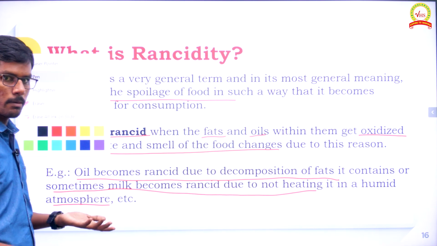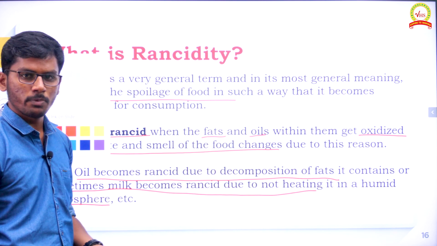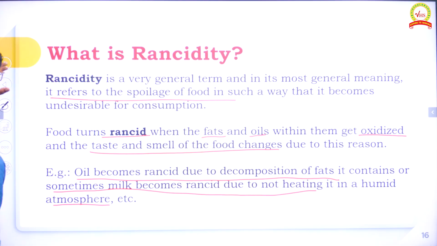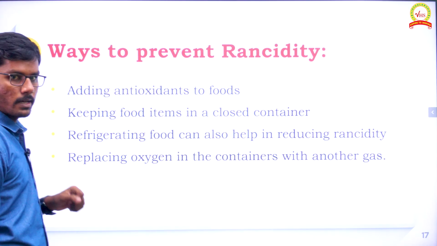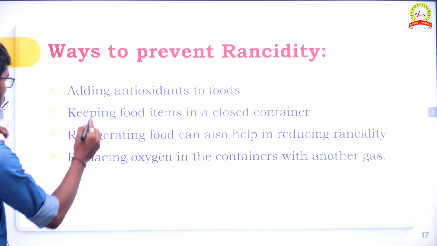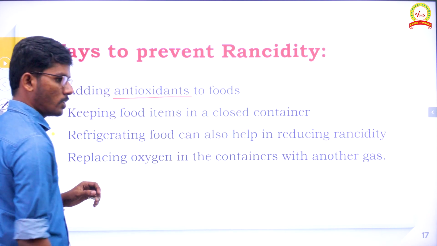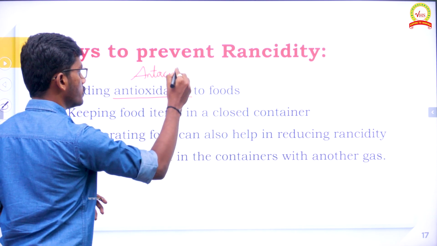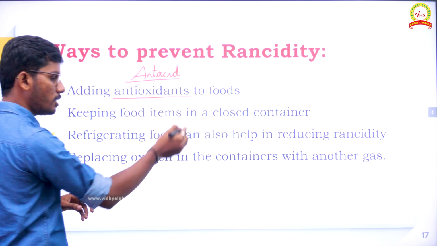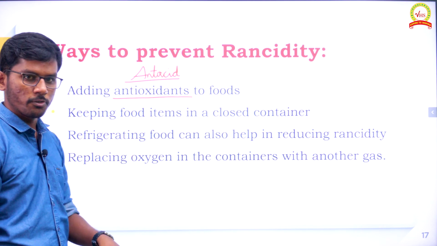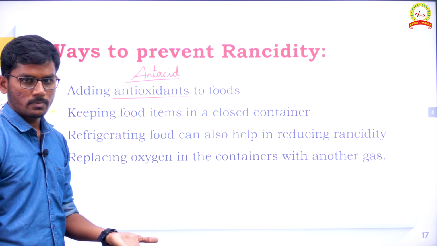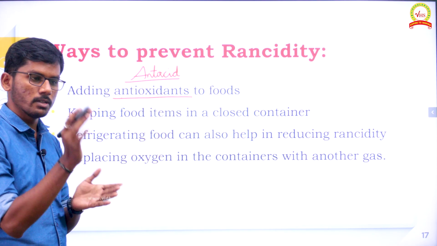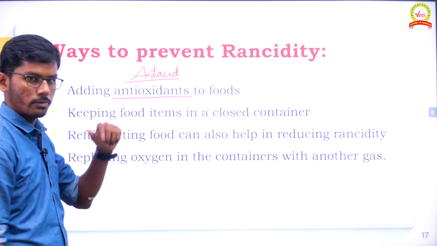So we know rancidity will happen, but there must be a way to prevent it, right? So that we are going to discuss now. Ways to prevent rancidity. One of the ways is adding antioxidants. You would have heard the word antacid, which cures the acidity in our stomach. In the same way, an antioxidant prevents the food items from being oxidized. That is what we call an antioxidant. Antioxidant means it reacts opposite to it. It prevents it from being oxidized. So this is one of the methods.